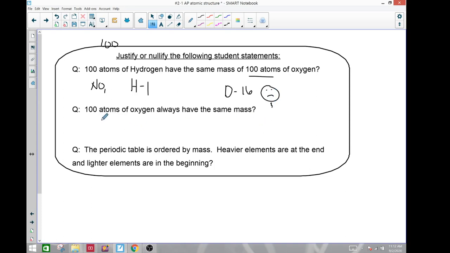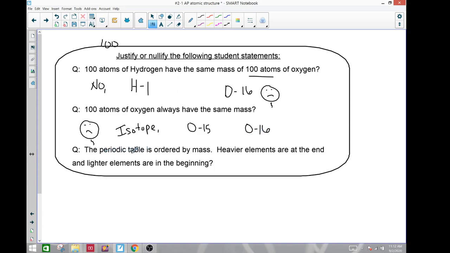All right, 100 oxygen atoms will always have the same mass. And once again, the answer is no, because we have isotopes. Sometimes oxygens can weigh 15, sometimes oxygens can weigh 16, and there are other isotopes of oxygen. I would just need to look them up. Maybe there's a 17. I don't know.